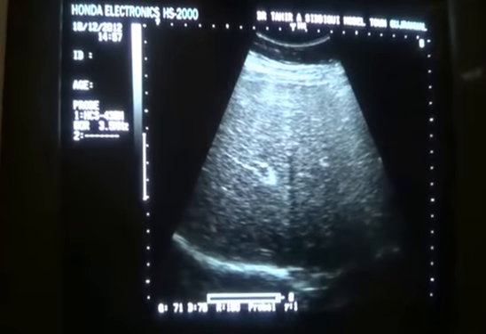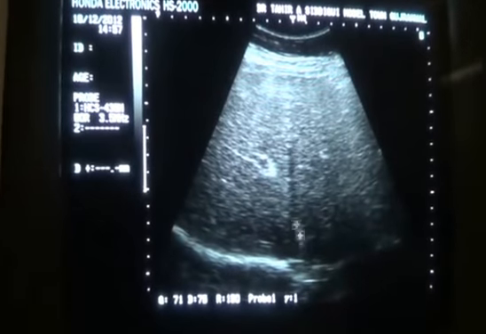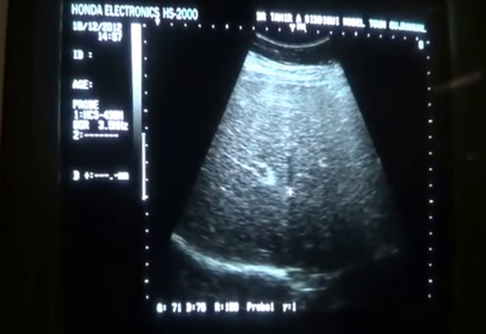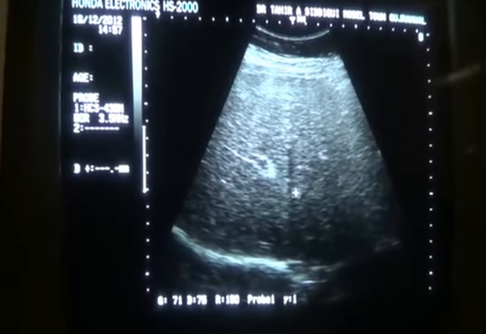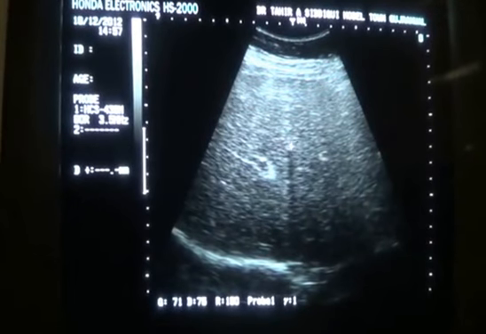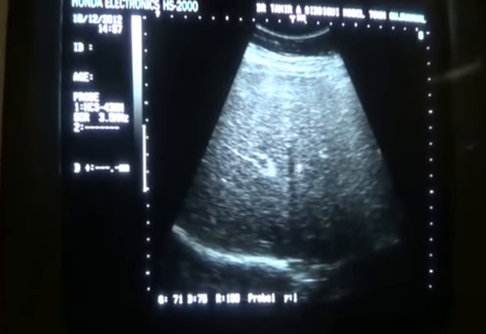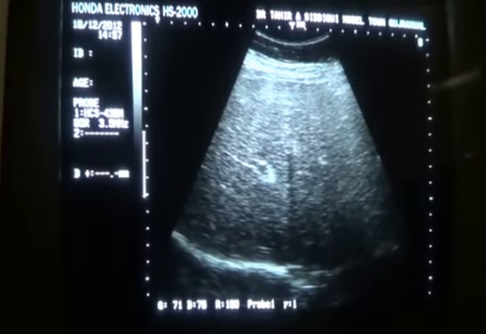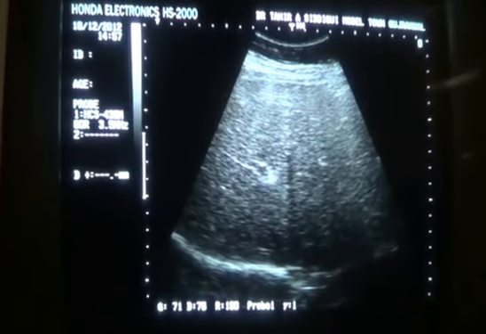See that this is the middle hepatic vein, and note the degree of blurriness of the margins of this vessel and the coarseness, enhanced coarseness adjacent to it.